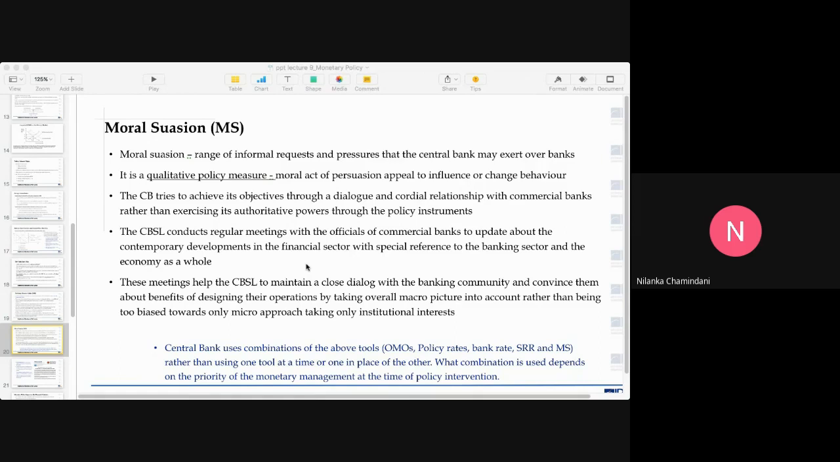We are in a very critical situation now, so we can see that the central bank is taking all the possible measures to address the situation. Anyhow, we are going to discuss the recent policy measures of the central bank, what the problems are, what the measures are, and what the consequences will be.